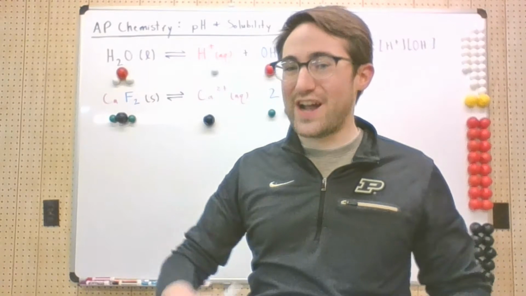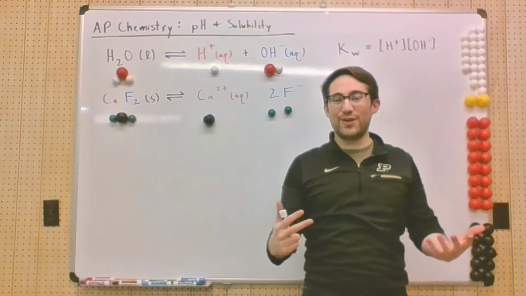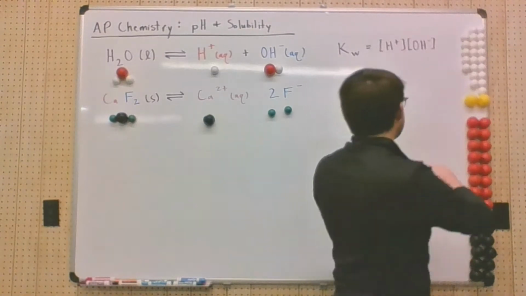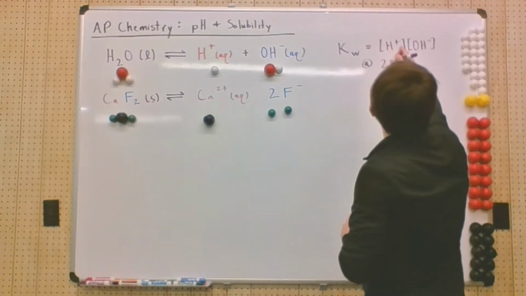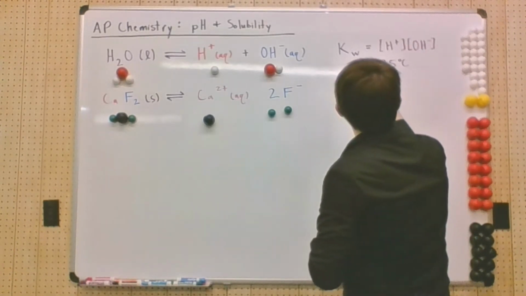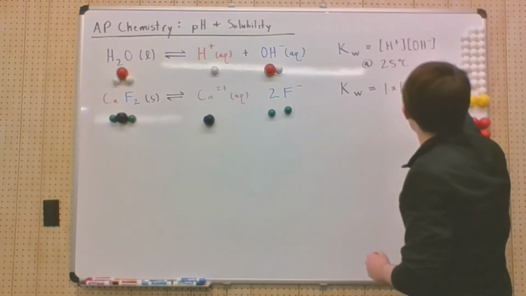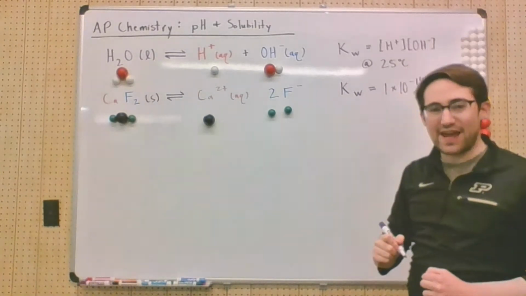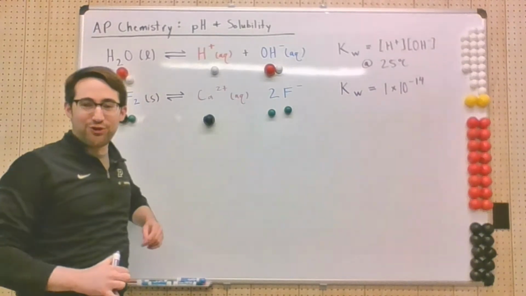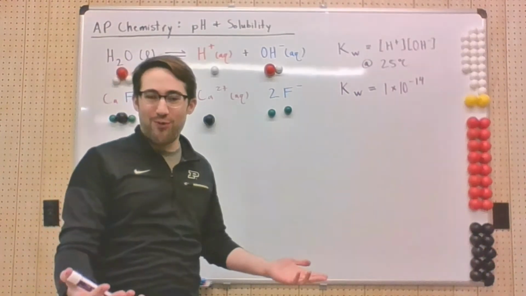So let's back this up and keep it a little bit simple. This is a Kw. It's an equilibrium constant. It should have a value at 25 degrees Celsius. That value is going to be 1 times 10 to the negative 14th. Now, let's say that this is for a neutral solution of water. A pure water. It's just liquid water.